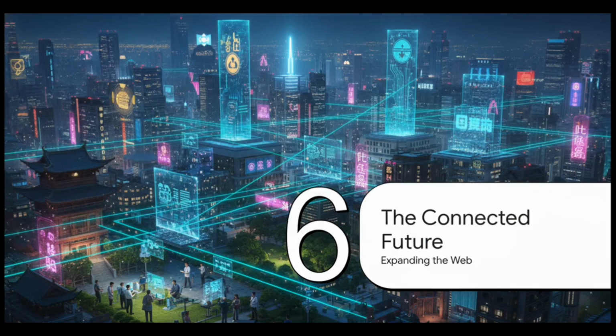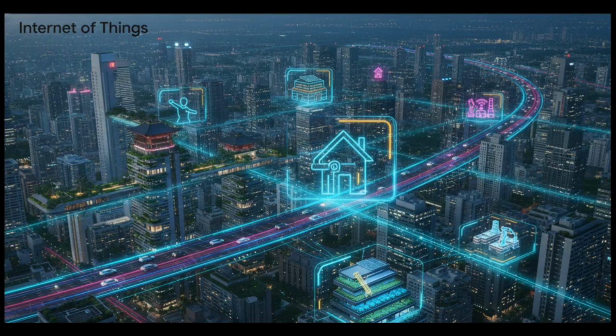Section 6, the connected future. So, we are moving far beyond just connecting computers and phones. We're actually now deep in the era of the Internet of Things, or IoT. Everyday objects are constantly being wired into this smart ecosystem. We're talking about smart homes adjusting the thermostat, wearable fitness trackers monitoring our health, connected vehicles talking directly to traffic grids, industrial sensors, and even intelligent farming systems monitoring soil moisture.